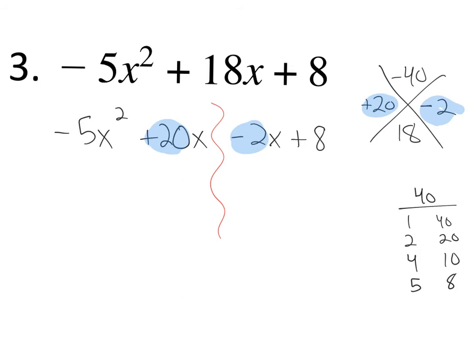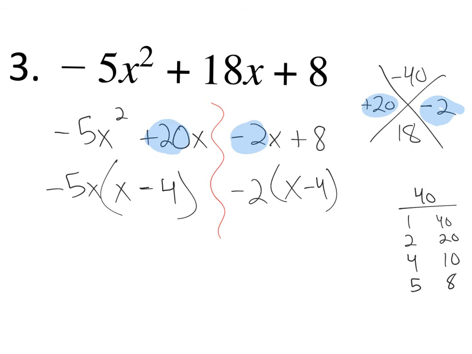So looking at the first half, negative 5x squared plus 20x. Here we're going to want to factor out negative 5x. So when we factor out the negative 5x, we're going to be left with x minus 4. So if I also want to be left with x minus 4 in my second half, that means I need to factor out a negative 2.